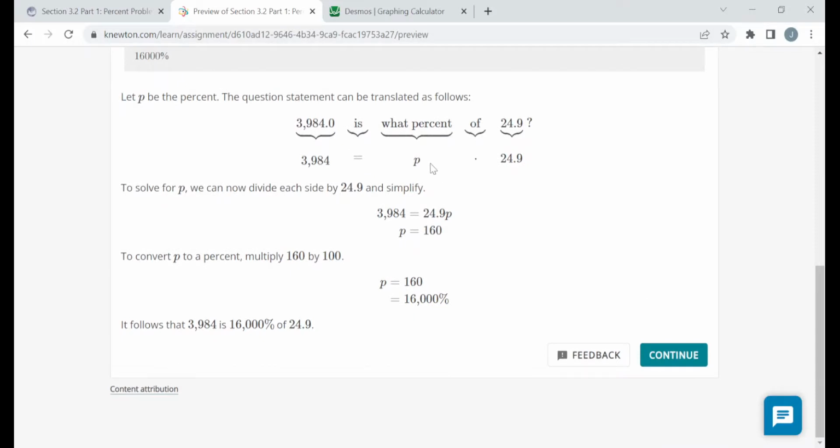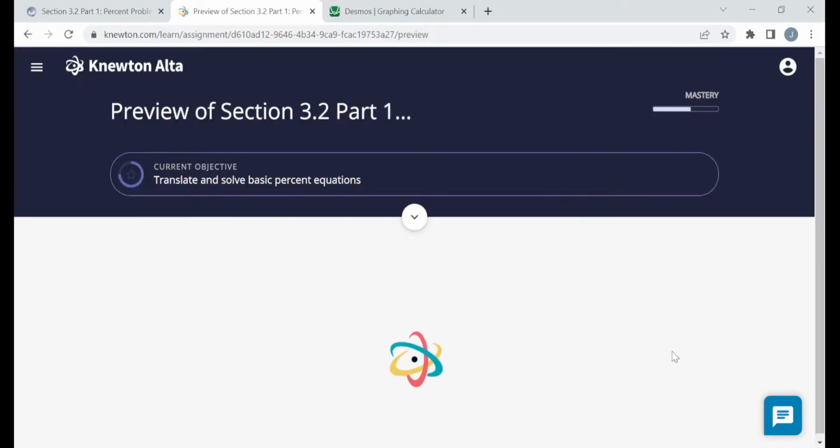Alright, they use P instead of X. Whatever. Now they didn't use the percent part, they just called what percent P for percent. Divided by 24.9, got 160, but then you got to change it back to a percentage, though. 160 is 16,000%. All right. Remember to change a number to a percentage, you multiply by 100 basically, and then throw the percent sign after. All right.